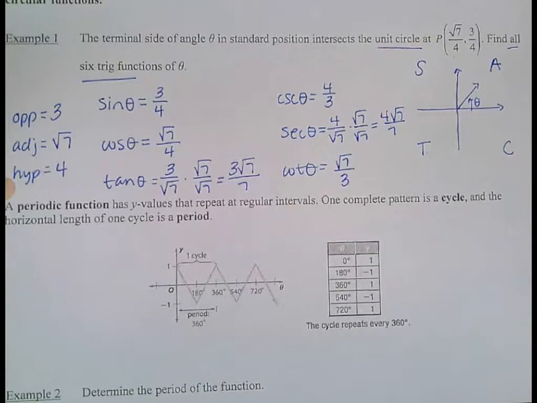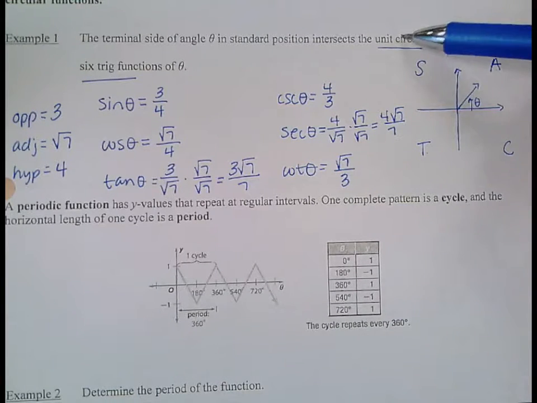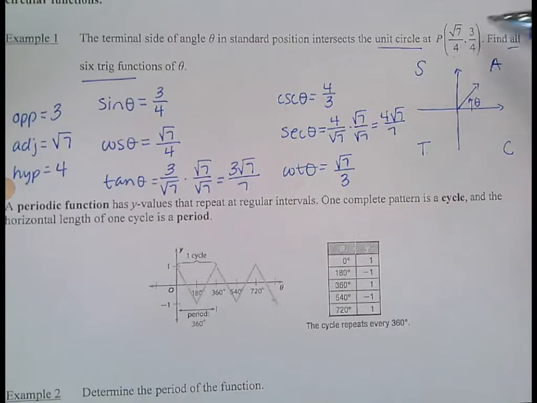So the main goal is recognizing that on the unit circle, the x-coordinate is cosine of theta, y-coordinate is sine of theta, but then you can use that information to find your remaining trig functions. Questions on part 1, for example 1.